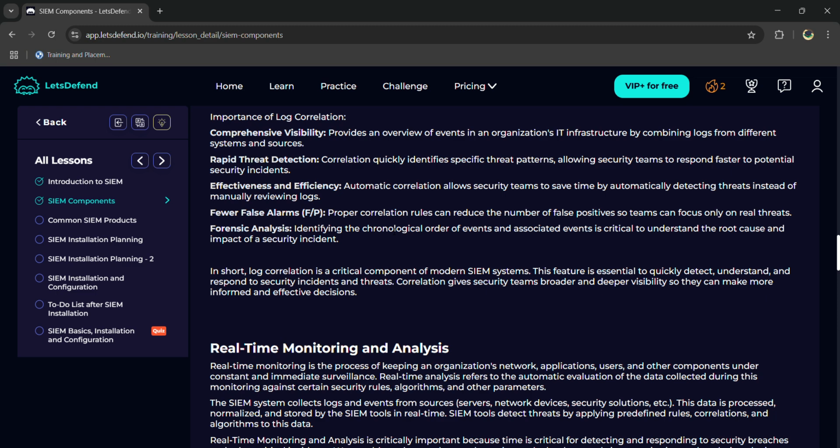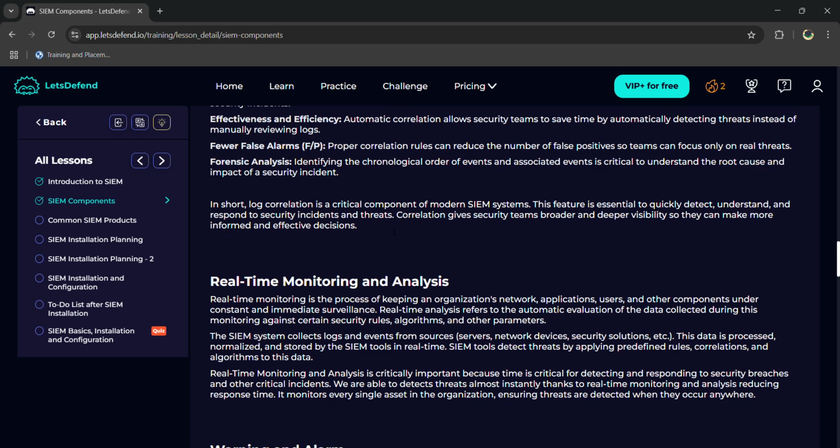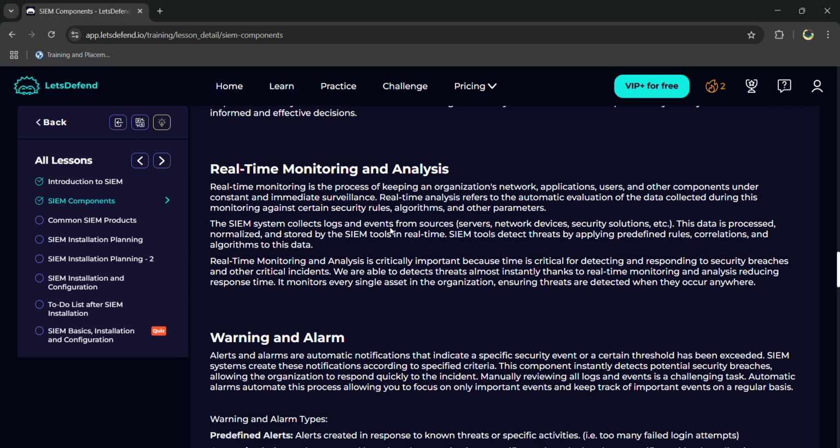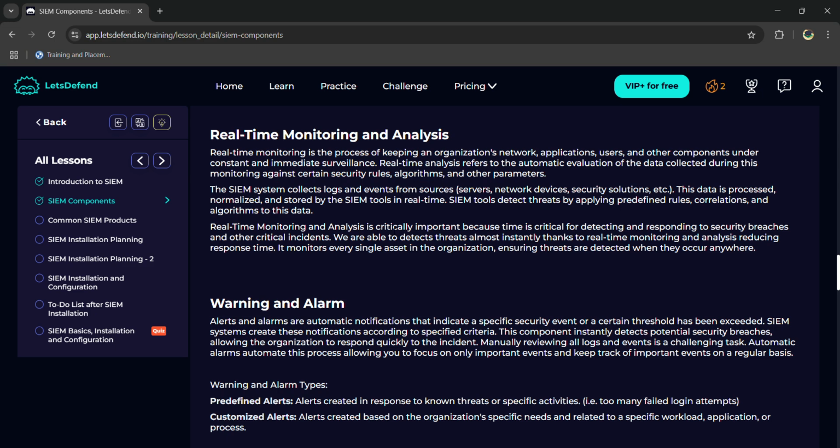Our false positive alarms get decreased because we have now tuned and we can focus on only real threats. Next is forensic analysis. We identify the chronological order of events, and we can understand who has caused that event, how it got caused, what is the root cause and what is the impact of a security incident. Next is real-time monitoring and analysis.